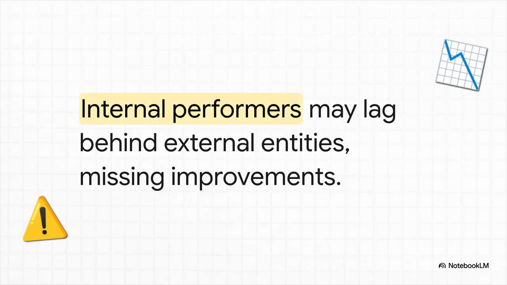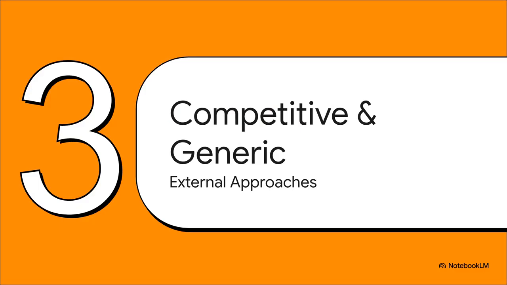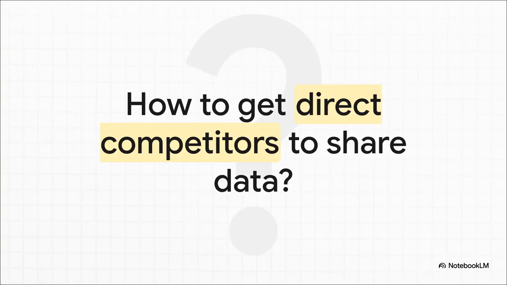transformative improvements. That brings us to Section 3, competitive and generic approaches, taking an external view. So external benchmarking breaks down into a few types, starting right off with competitive benchmarking. This compares your organization directly against competitors within the same industry. But, as you might guess, that raises a highly practical problem. How on earth do you get direct competitors to actually share their strategic secrets with you?